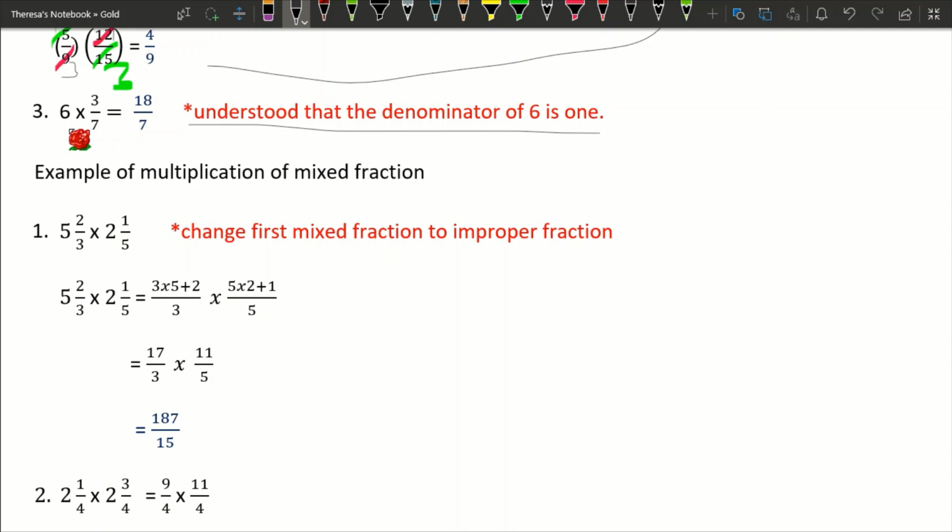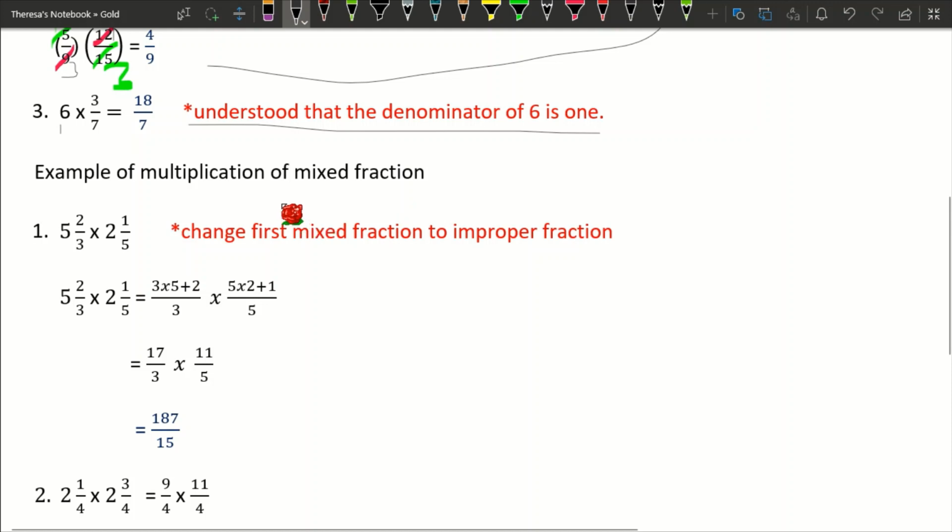Here, hindi lang natin napapansin, or hindi na natin kailangan isulat because it is understood na any whole number, mayroon siyang denominator na 1. Alright? So, we can simply multiply 6 times 3, that is 18. Then 1 times 7, that is 7. So 6 times 3 over 7 is equal to 18 over 7.